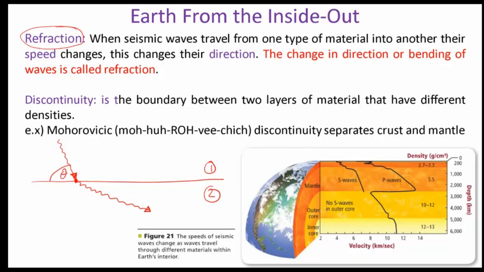So if it has an angle at the beginning, theta, it will have another angle, phi, which is different from theta. The refraction also happens to the seismic waves. When the seismic waves travel from one layer to another layer inside the Earth, they change their speed and direction, especially if the two layers have different composition and different density. Okay, so the change will be more and more. So the seismic waves change speed and direction when they move through the Earth. This change in direction, or this bending that happens to the wave, is called the refraction of the wave.